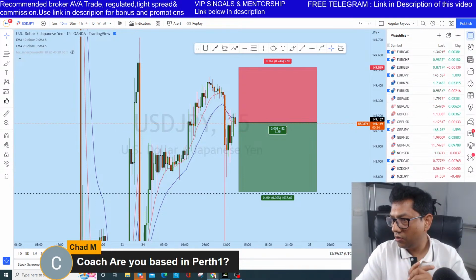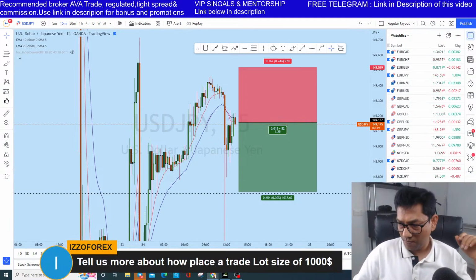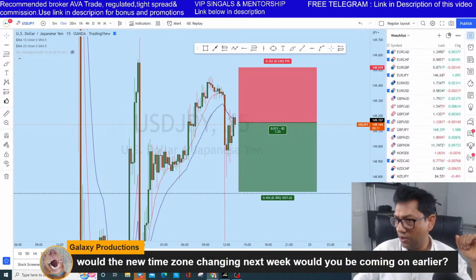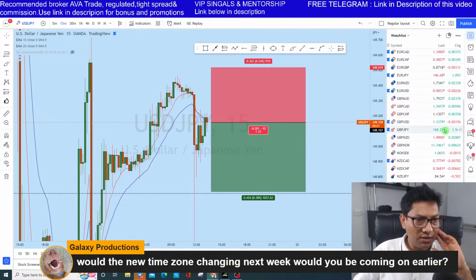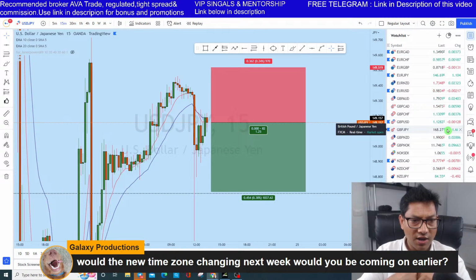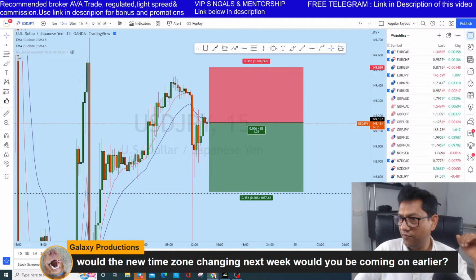Tell us more about how to place a trade and lot size. Okay, so for lot size, there is a lot size calculator. I'll show you. The new time zone change next week will be coming earlier. Different areas have different time zones, so it's sometimes a bit difficult to understand. I was thinking of starting half an hour earlier than what I'm doing now. Hopefully, let me know if it's better for you. I might start half an hour earlier.